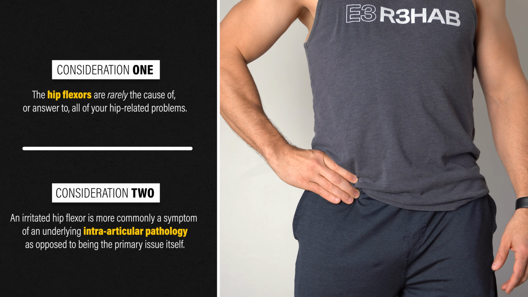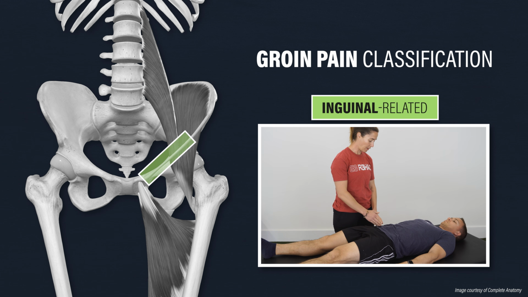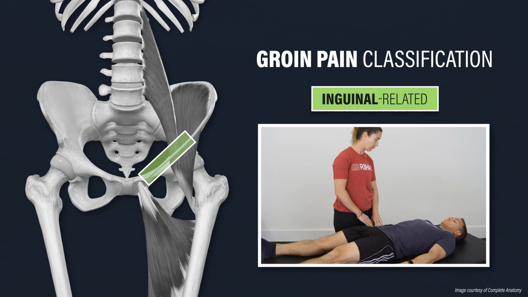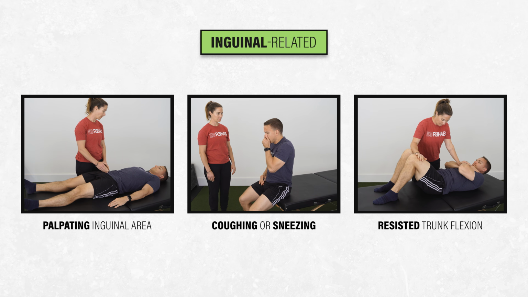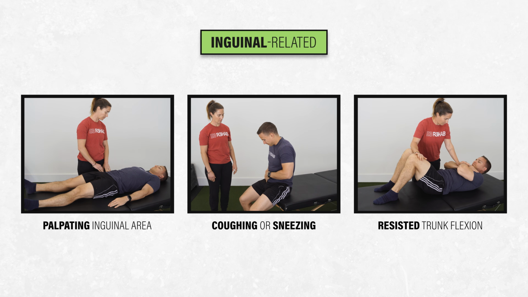Inguinal-related groin pain is characterized by pain in the inguinal area, which is between the lower abdominals, pubic bone, and the bone at the front of the hip, called the anterior superior iliac spine, or ASIS. Symptoms may be reproduced with coughing, sneezing, and resisted trunk flexion.